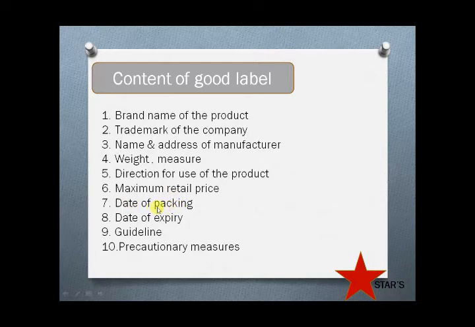Date of packing: it is important that we write the date of packing, because many products present in the market expire after 2 months, or within a few days, or in a week, like the example of milk. On such a product we essentially require date of packing and date of expiry, so that we know when the product will expire. Guidelines: there should be guidelines for the product on a good label. Precautionary measures: we are required to write precautionary measures on a label so that it can make a good label.